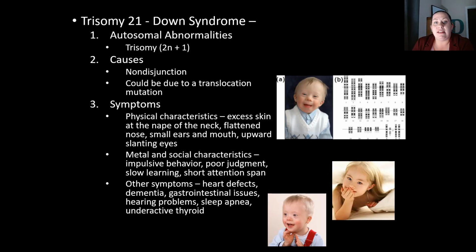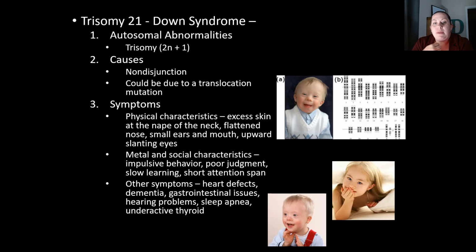One is excessive skin at the nape of the neck. So the back of the neck, there's going to be some excessive skin, and they can see this in an ultrasound. Flattened nose, where the nose is more flat. We also see that they'll have small ears, and their mouth will also be smaller, and they'll have what we would call upward slanted eyes. And so these are what gives them some of those physical characteristics that we recognize with Down syndrome.